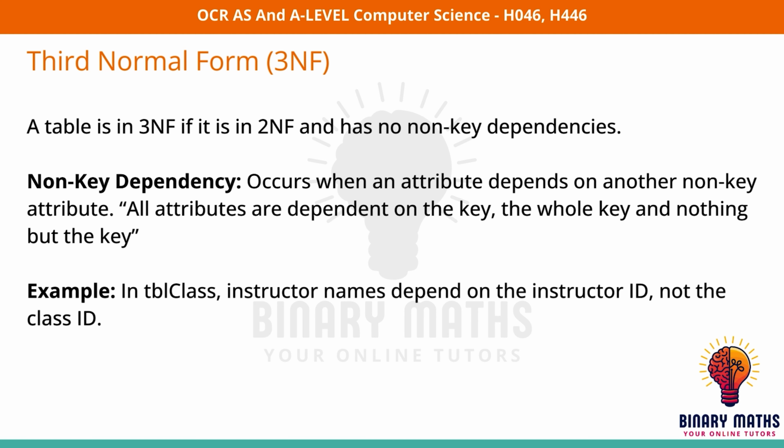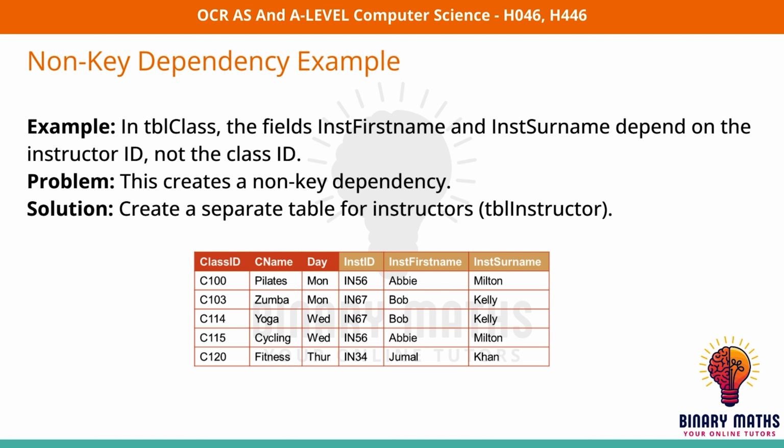Let's look at an example. In the table class table, we have columns like class ID, class name, instructor ID, instructor first name, and instructor surname. Here, the instructor's first and last names depend on the instructor ID, not the class ID. This is a non-key dependency. To fix this, we need to create a separate table for instructors.